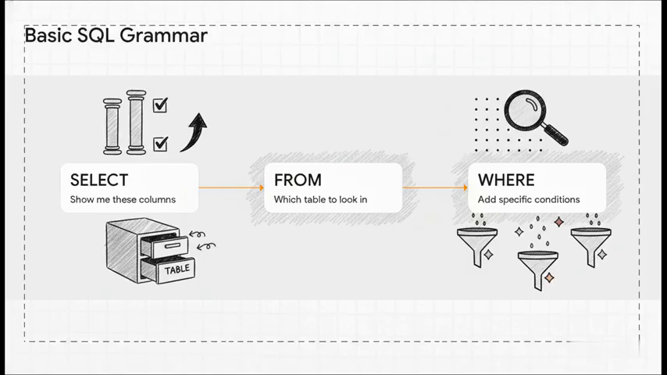See how logical that is? It's always the same flow. What do you want? Where should I look? And which specific ones do you need?